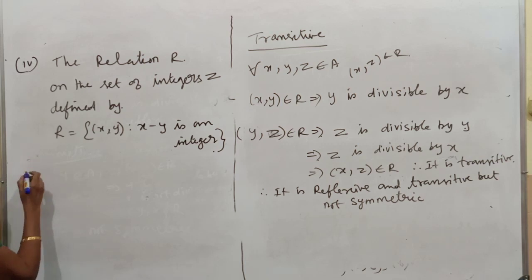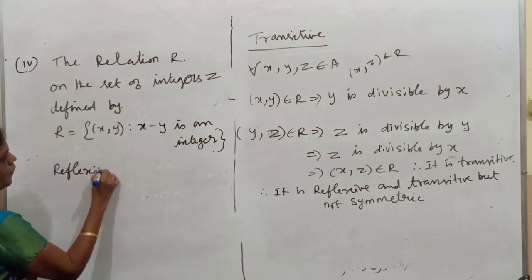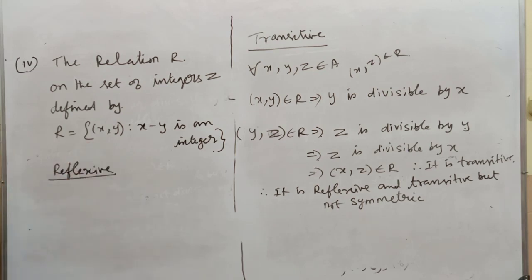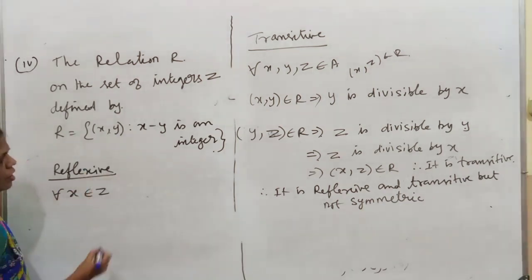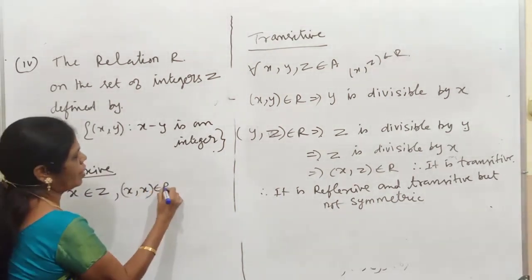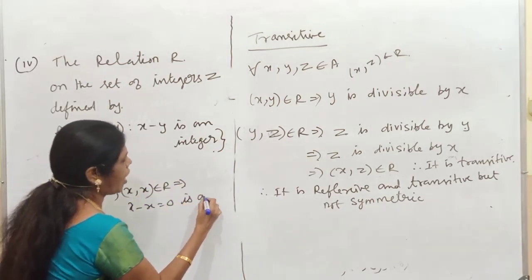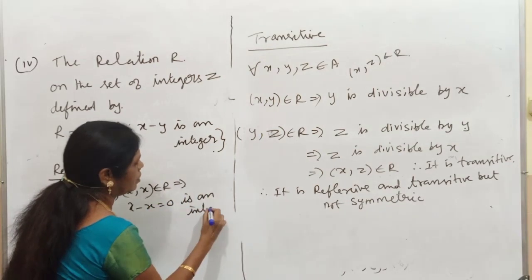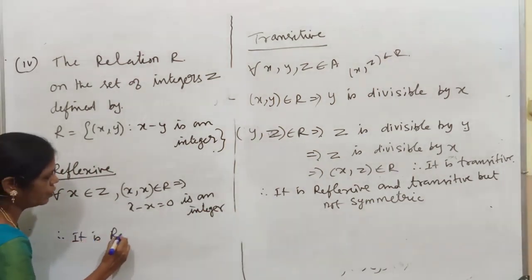Now listen, we are going for first, reflexive. For all x belongs to the set of integers, x, x belongs to R implies x minus x equal to 0 is an integer. 0 is an integer. Therefore, it is reflexive.